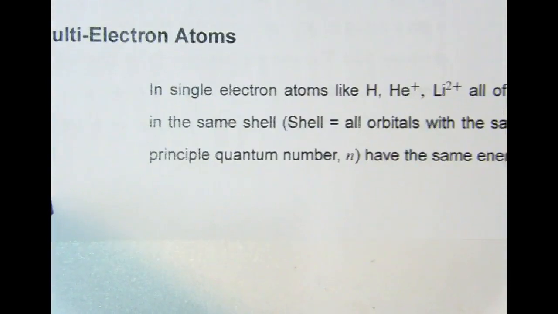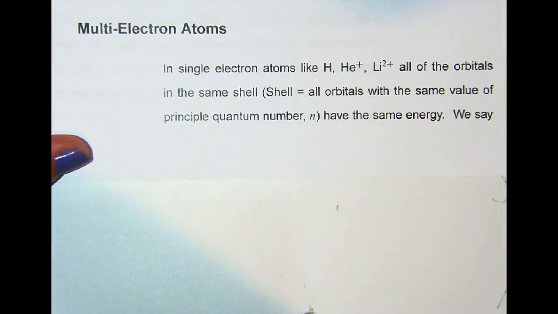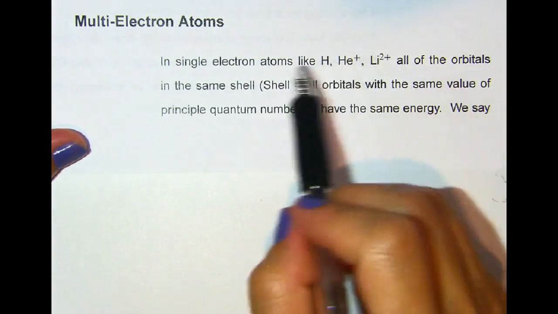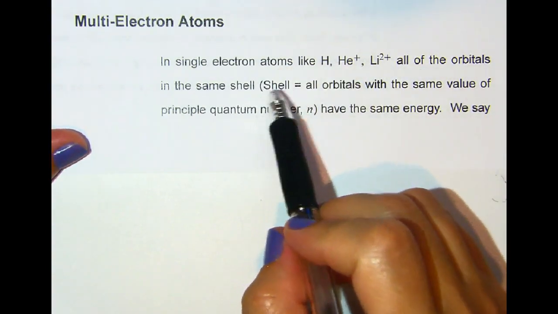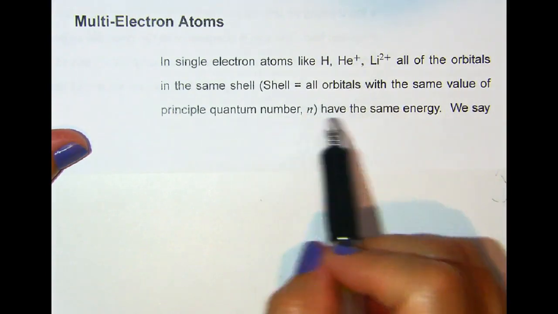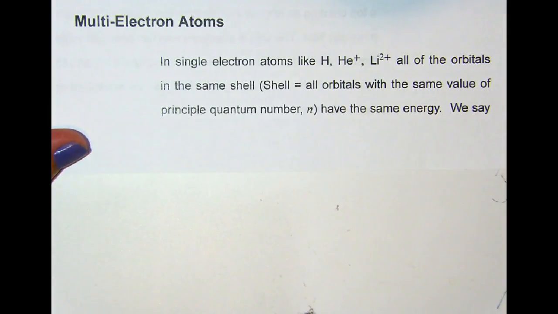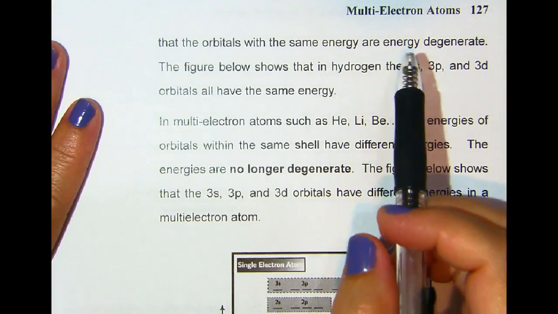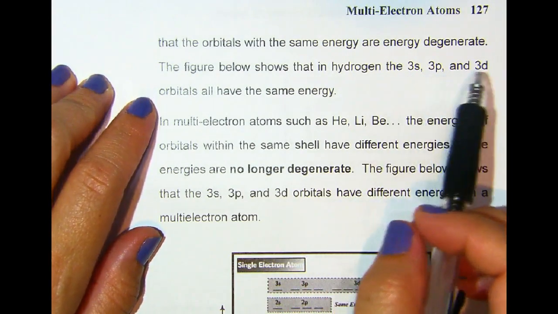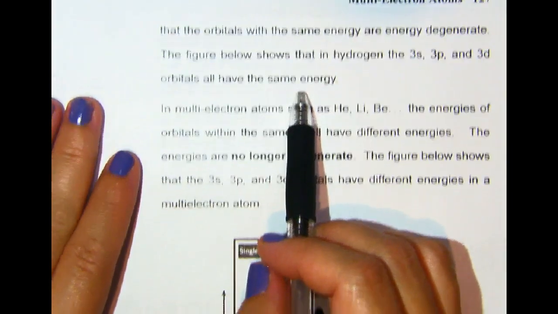Multi-electron atoms. In single-electron atoms like hydrogen, helium plus, and lithium 2 plus, all of the orbitals in the same shell, that is, all orbitals with the same value of principal quantum number n, have the same energy. We say that the orbitals with the same energy are energy degenerate. The figure below shows that in hydrogen the 3s, 3p, and 3d orbitals all have the same energy.